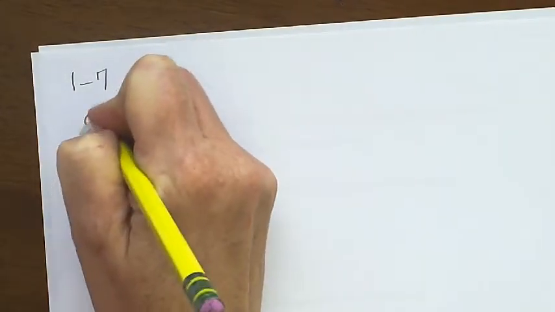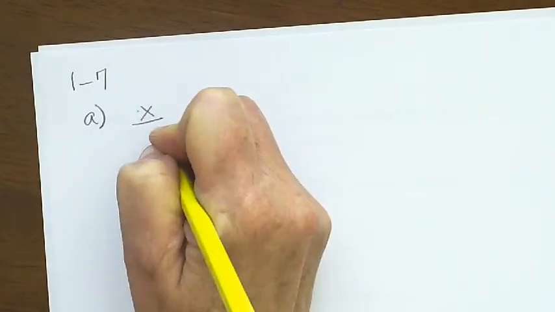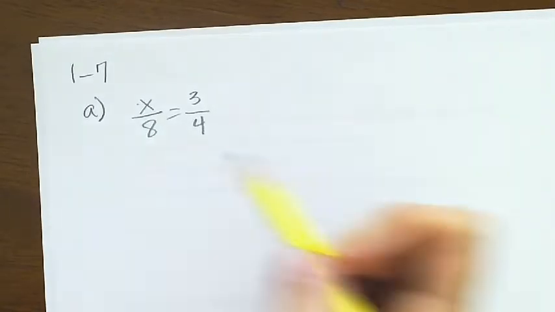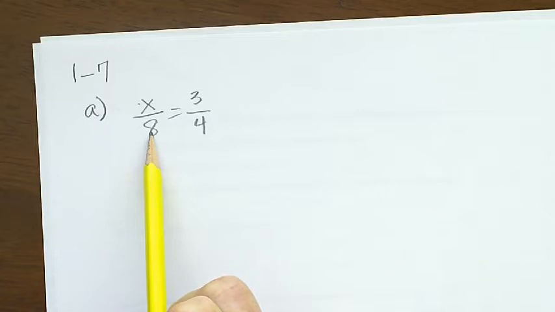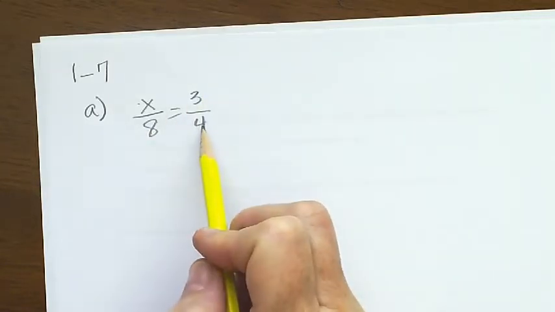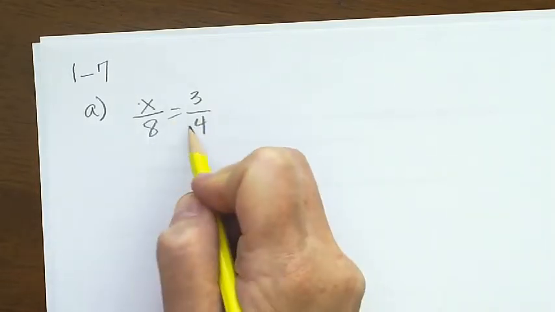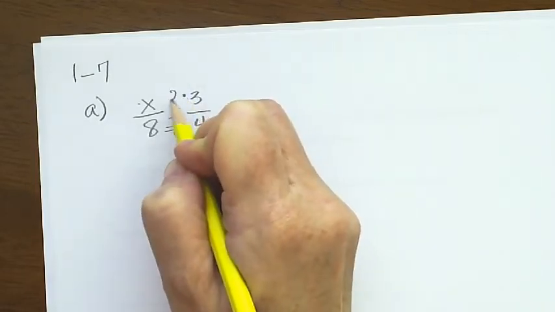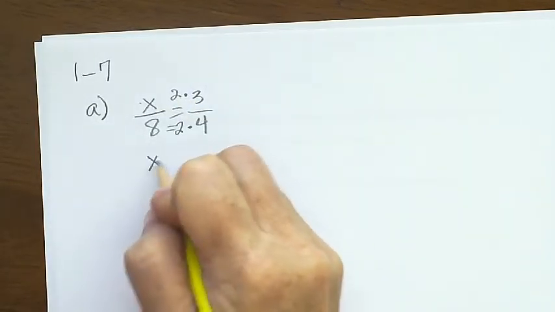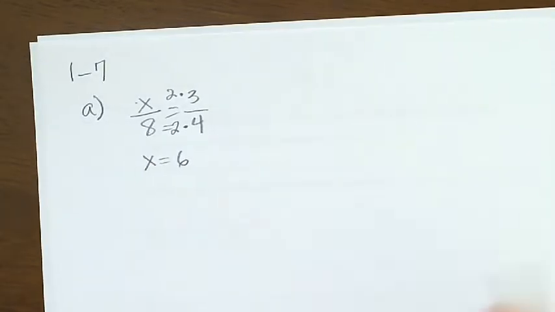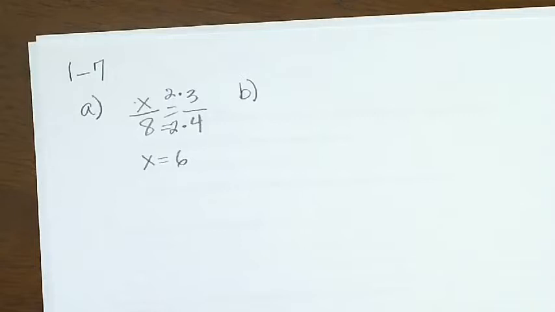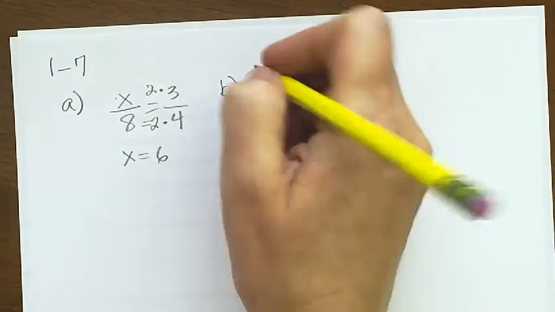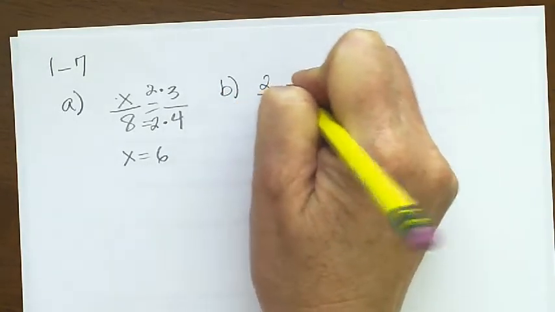So for 1-7, we have x over 8 equals 3 over 4. And we're solving for x. So this is easy enough that you could probably just do it by saying what can I do to 4 to get 8? Well, 4 times 2 is 8. So then I'm going to do 3 times 2 to get x. So x must be 6. If you wanted to cross multiply and divide, you can. I'm always looking for an easier way to do it if I can. We will have to on some of these, I think, cross multiply and divide.